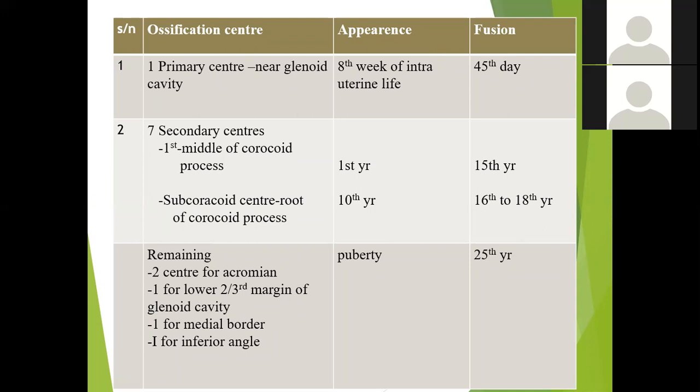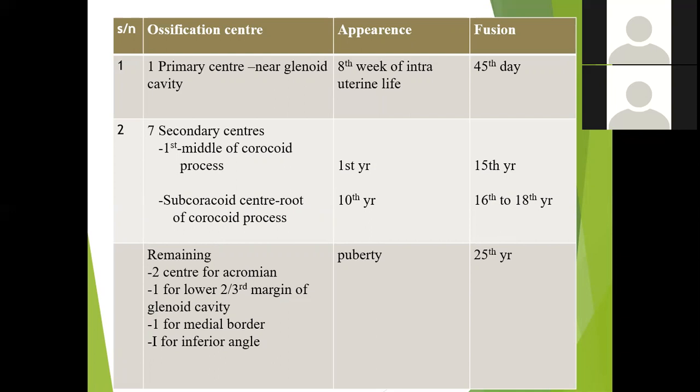Next we can talk about secondary centers. In total we have 7 secondary centers. One by one we can see. The first secondary center appears in the middle of the coracoid process, in the first year, and it fuses in the 15th year. The second one is the subcoracoid center. It appears around the root of the coracoid process in the 10th year, and it fuses in the 16th to 18th year.